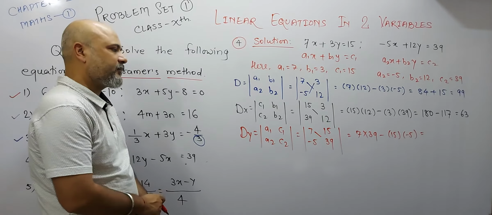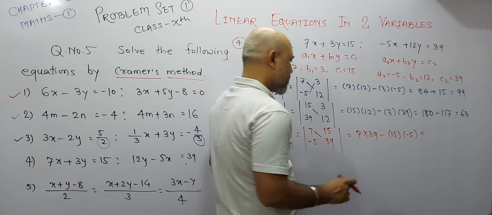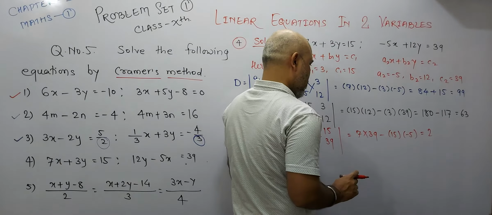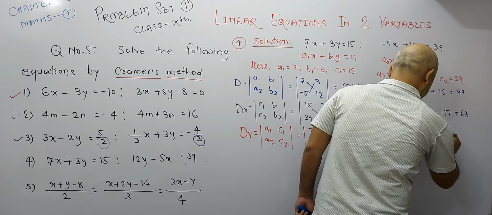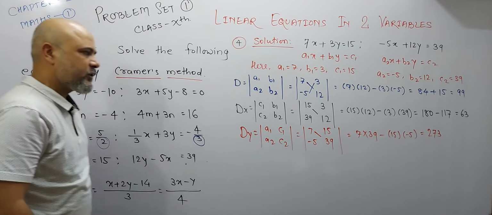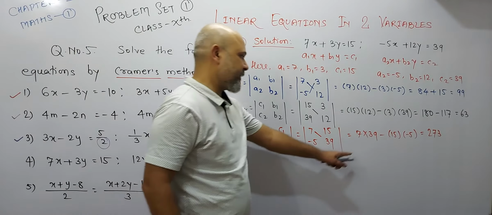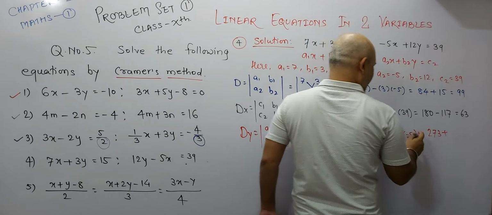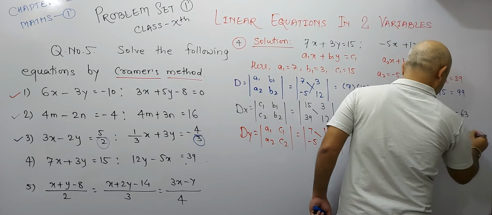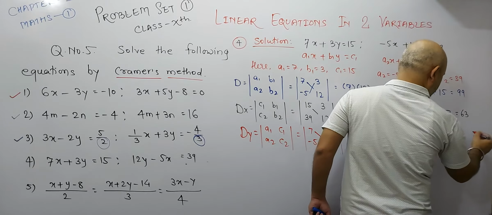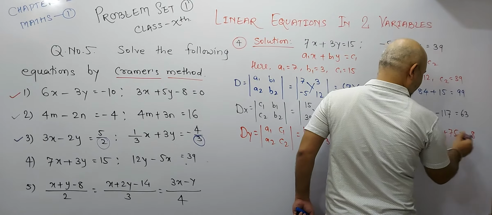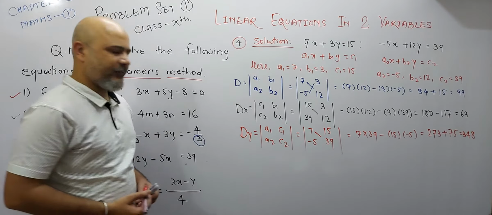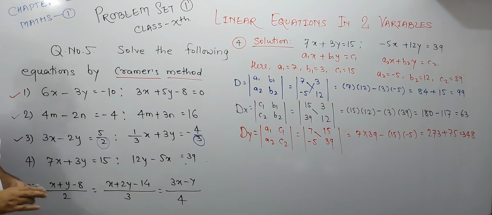39 multiplied by 7, 273, right? So we will multiply 7 multiplied by 39, so you will get 273. This minus minus becomes plus, 15 fives are 75, and we will add this: 5 and 3 is 8, then 7 and 7 is 14, carry 1, 2 and 1 is 3, it's 348. You will get the value of dy as 348.